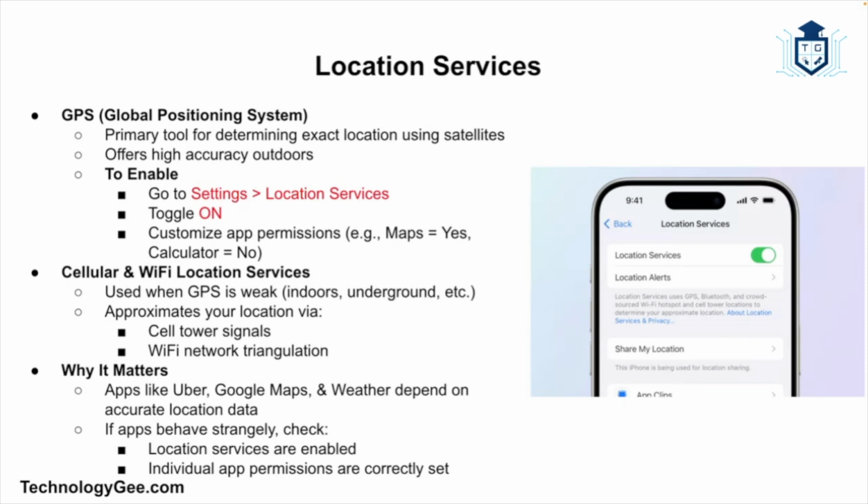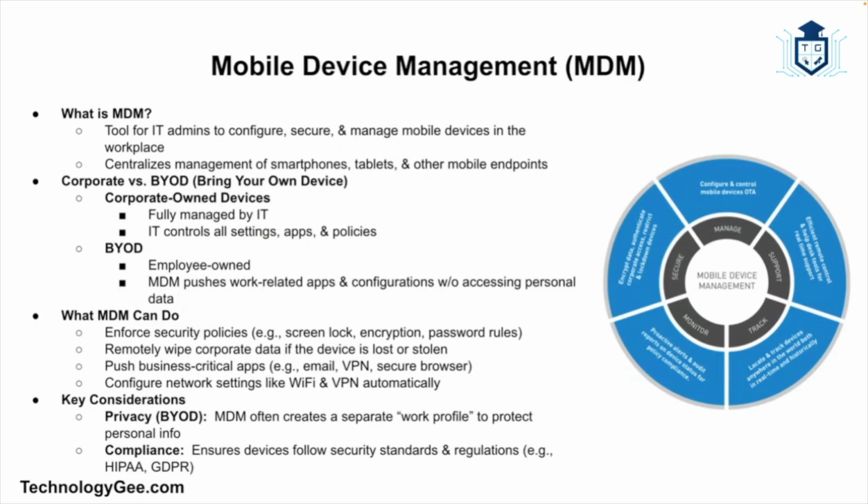Now, why does this matter? Well, applications like Uber, Google Maps, and weather, they need accurate location data to function properly. And if they're acting weird, you want to make sure your location services are turned on and the permissions are set. All right, so let's move on and talk about mobile device management, or MDM.